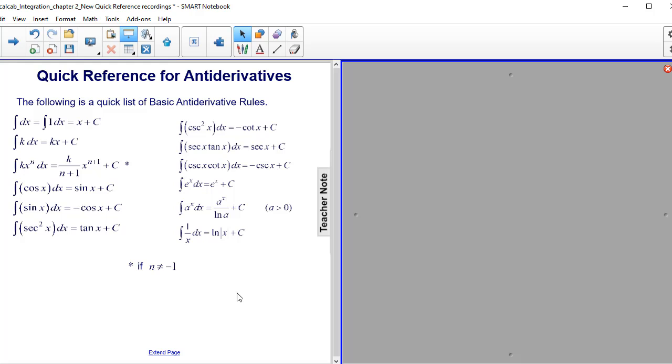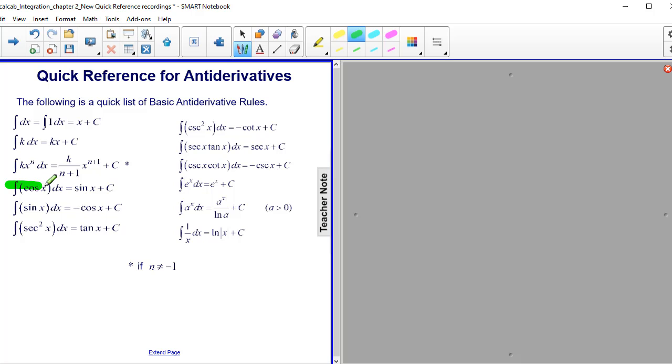Finally, I'm going to take a look at a trigonometric function. So we're going to take a look at this one right here, the antiderivative of cosine x dx, and it tells us that it's equal to sine x plus c. So in a future problem, if you're asked to find the antiderivative of cosine x dx, the answer is going to be sine x plus c.